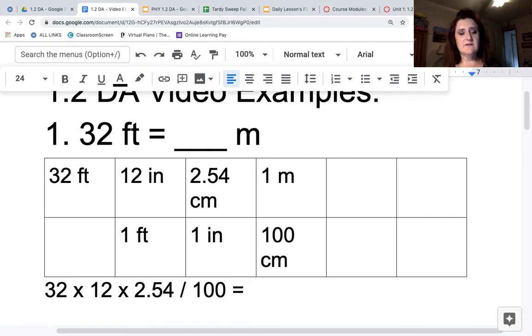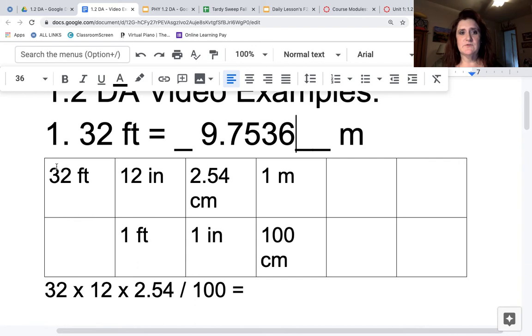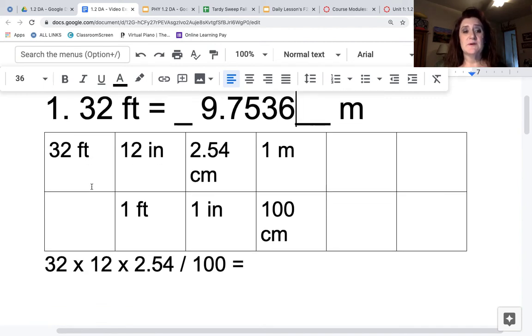So on a calculator, 32 times 12 times 2.54 divided by 100 is 9.7536 meters. 32 feet is 9.7536 meters. Let's do another one.